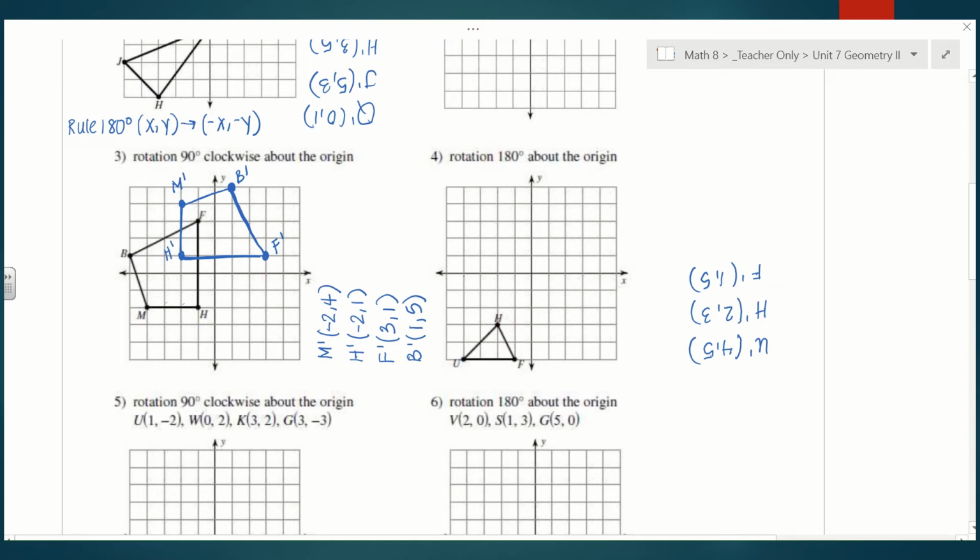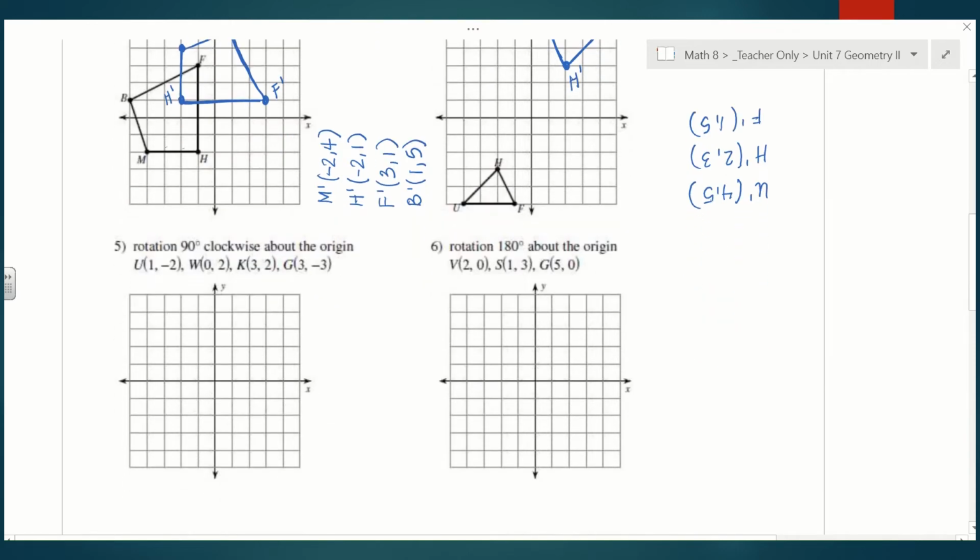Okay, again, you can really read the points upside down. So 4, 5. 2, 3. And 1, 5. And there you go. There is your 180 degree turn of that triangle.